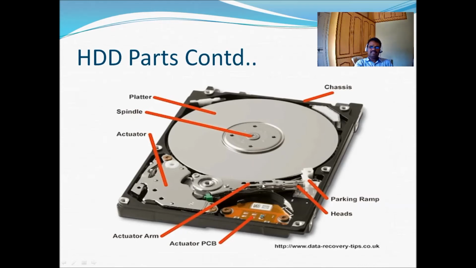This is the actuator arm which supports the read write head, and this is a parking ramp where the read write head is parked. The actuator PCB, nothing but printed circuit board, controls the actuator. This entire thing is the chassis. So these are the important parts we have just seen.